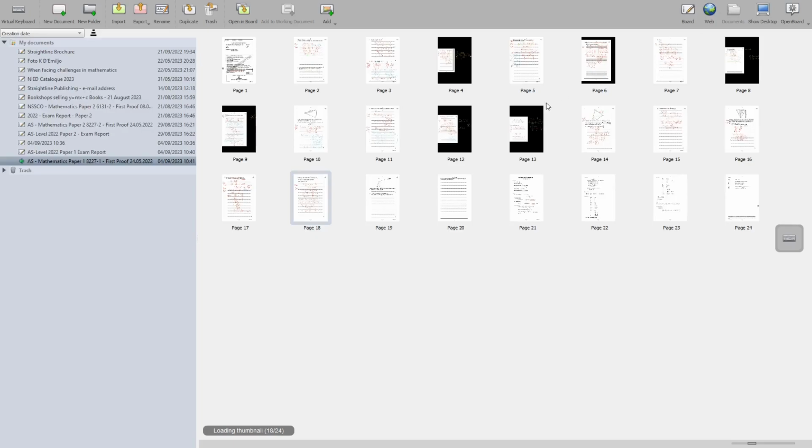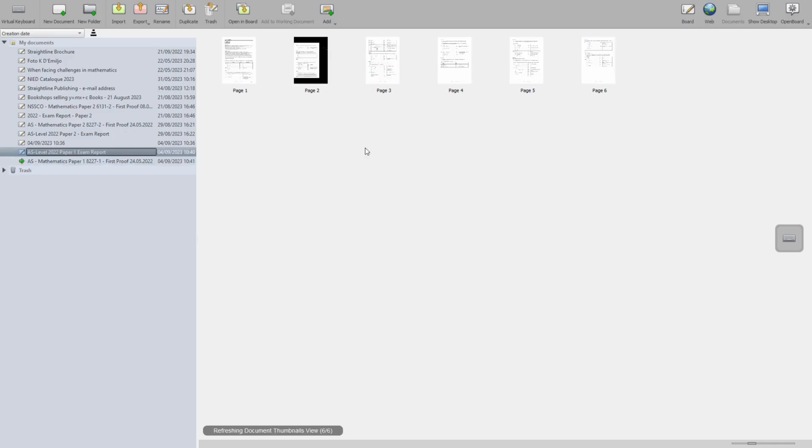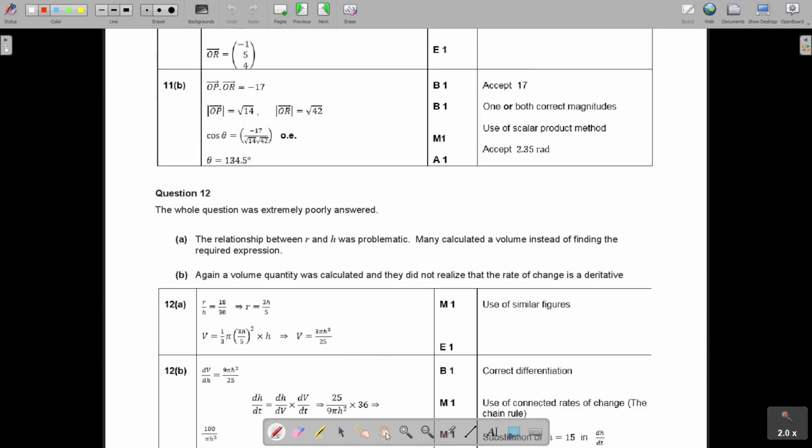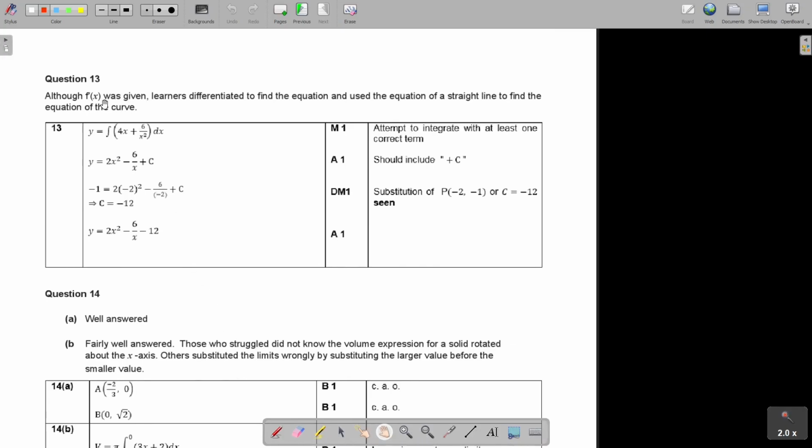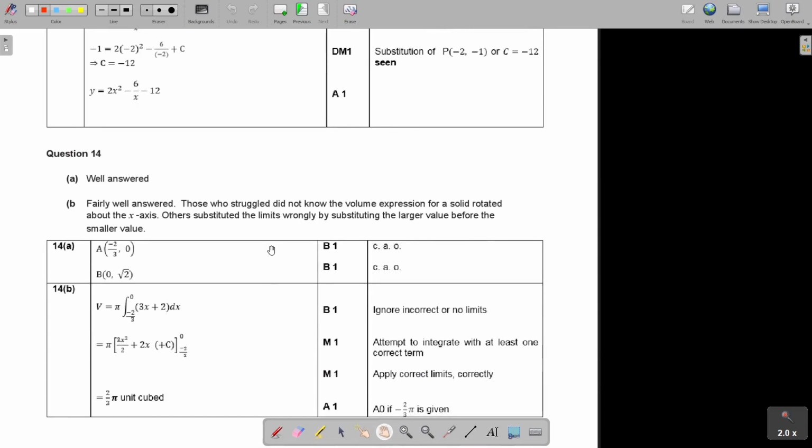Then I'm going to go to the exam report. Okay, question number 13, the second last question. Although f'(x) was given, learners differentiated to find the equation and used the equation of a straight line to find the equation of the curve. No, it's working back. It's integration. I want to find the equation before it was differentiated, and that's why I use integration to go back.